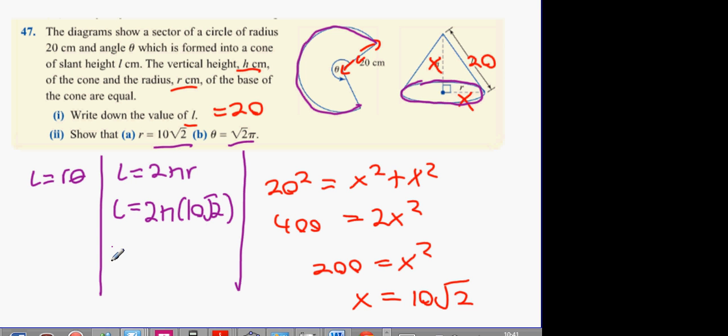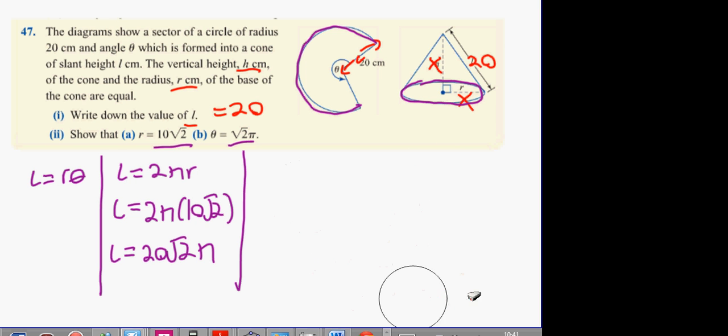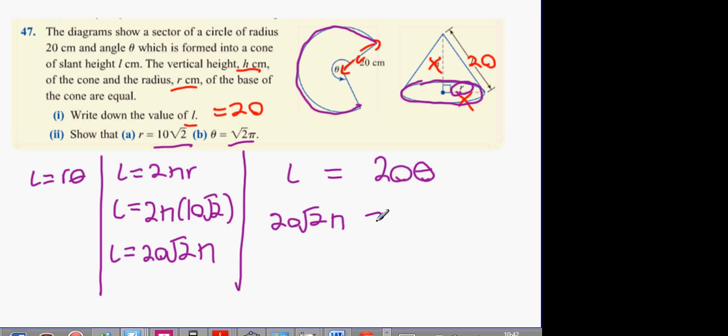Now that we know what L equals, we're going to put it into the other formula over here. Okay? So L equals, now what's the radius of this one? Radius is 20, which is a completely different radius to this one here. And if that's equal to 20, then we have theta beside it. And now we know that L equals 20 root 2 pi equals 20 theta. Divide both sides by 20 and you get theta equals root 2 pi. And that's them done. Okay.